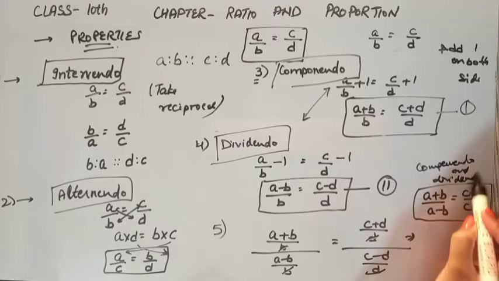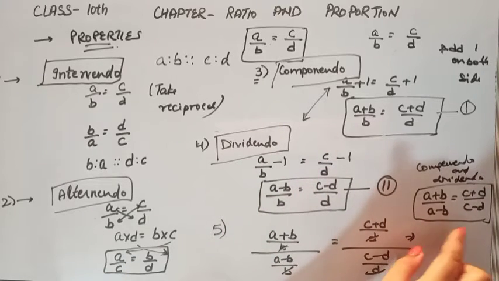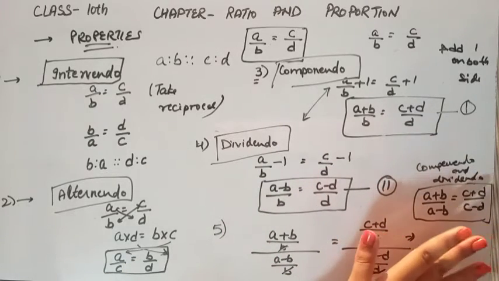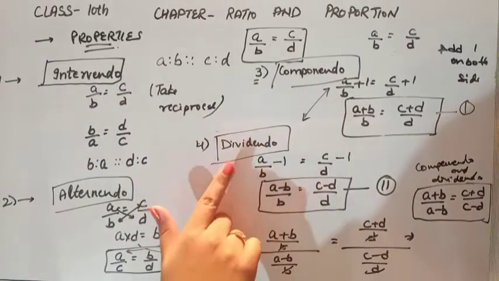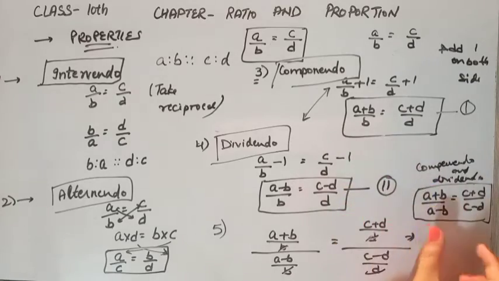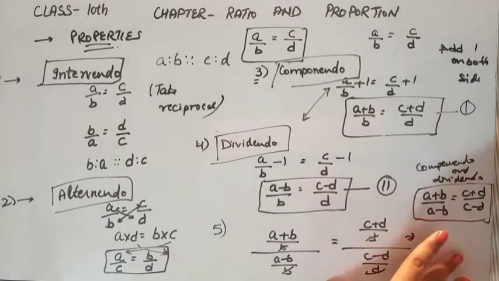This is a really very important property. From this property you will get all the questions solved in your exam. First invertendo, alternendo, componendo, dividendo, componendo and dividendo. You have to learn the results only. Is that clear?